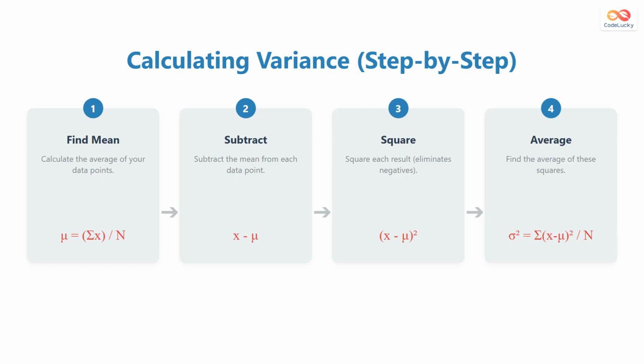Here is the logic for calculating variance. First, you find the mean. Then, you subtract the mean from each number to find the deviation. Next, and this is important, you square each result. We do this to get rid of negative numbers so they don't cancel each other out. Finally, you take the average of those squared numbers.